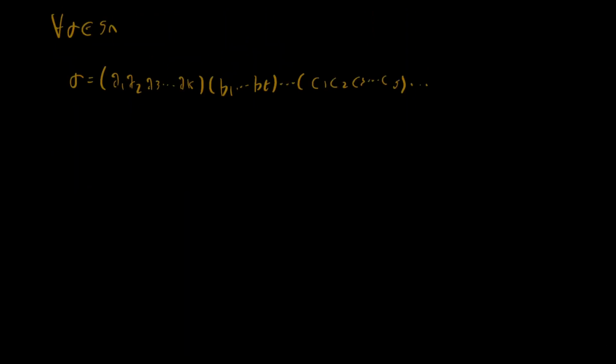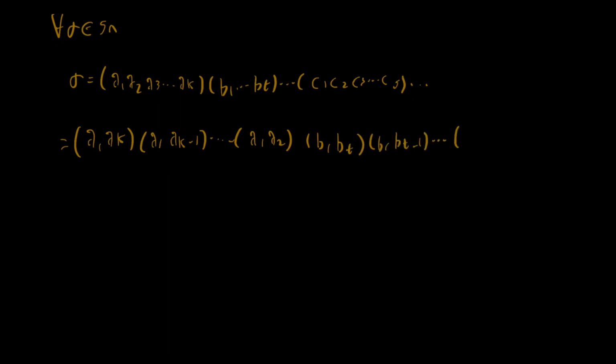And now we can rewrite all of this in the following way. We can write the cycle (a1 a2 ... ak) as (a1 ak)(a1 ak-1) ... up to (a1 a2). Then we can write (b1 ... bt) as (b1 bt)(b1 bt-1) ... up to (b1 b2). And we can do the same with c, and let's now see why that works.